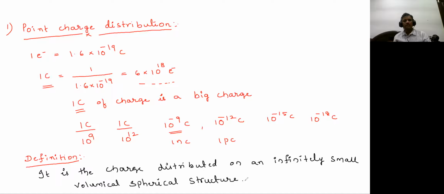And on that spherical structure, if you distribute charge, that charge we are going to call a point charge. It is like a very small sphere on which you distribute some positive charge, and that charge we are going to call a point charge.